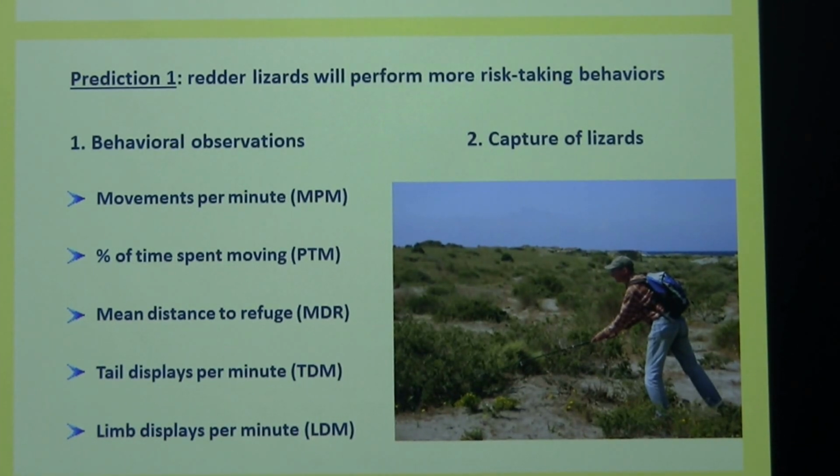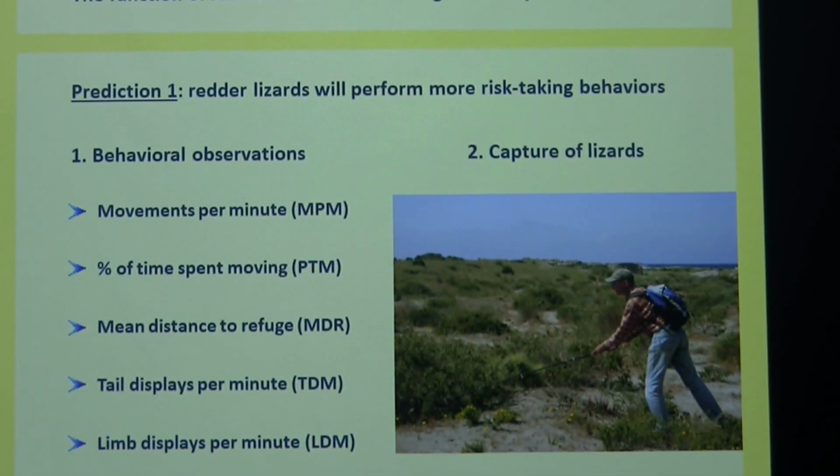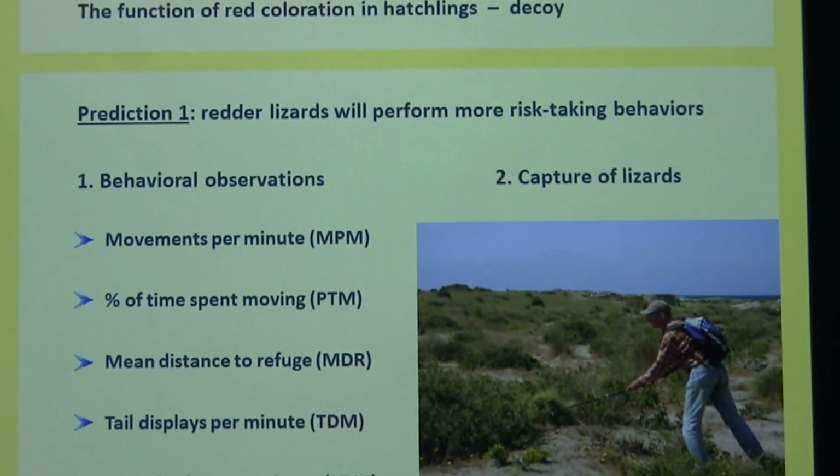Then one prediction of the hypothesis is that red-eye lizards will perform more risk-taking behaviors. To test this prediction, we made behavioral observations of the lizards in the field and calculated 5 behavioral indices that were presumably related to risk-taking behaviors. They were movements per minute, percentage of time spent moving, mean distance to refuge, tail displays per minute, and limb displays per minute. After the observations, we tried to capture as many of these lizards as possible.